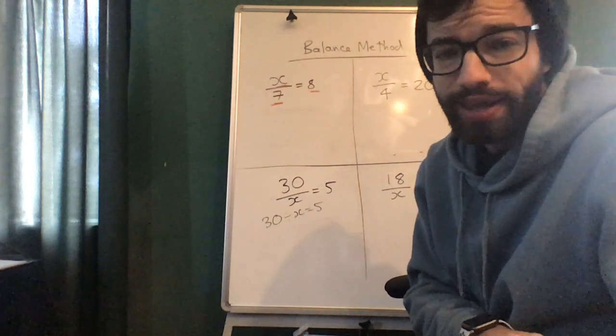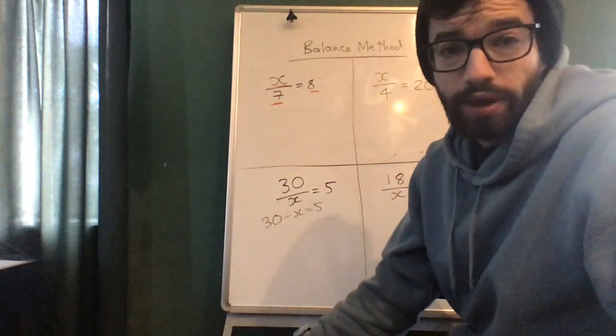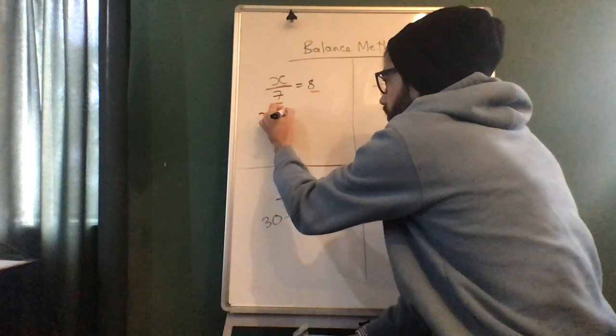Today's video, we're looking at balancing with division. So the first problem we have is x divided by 7 equals 8. Okay, so it could also be written like this.